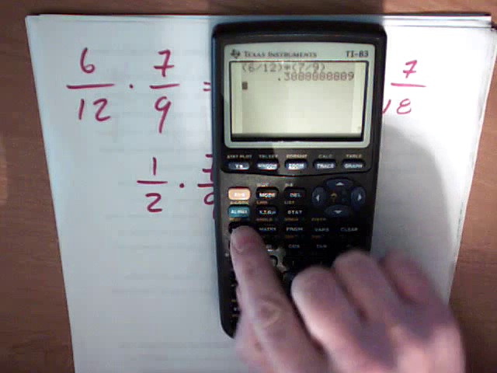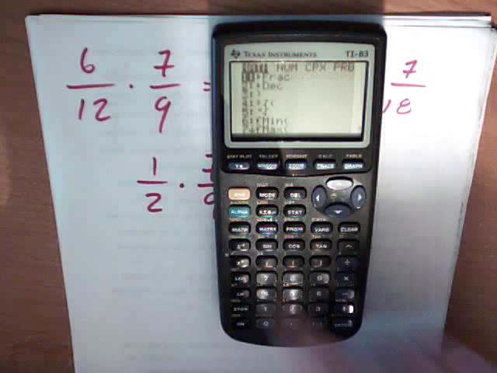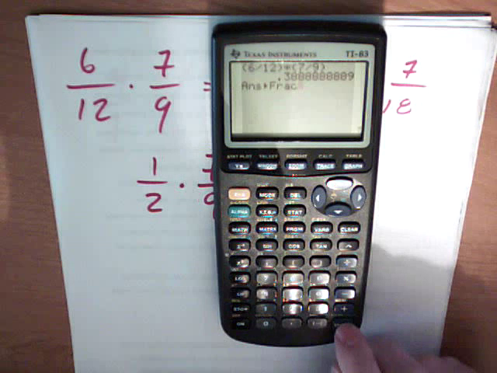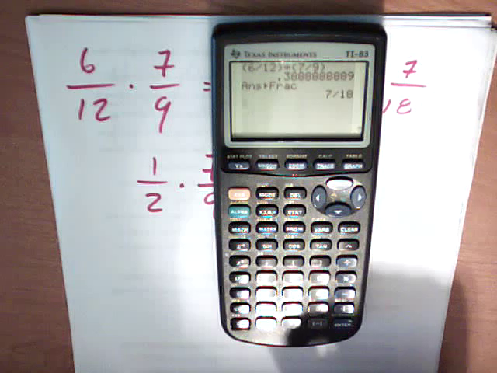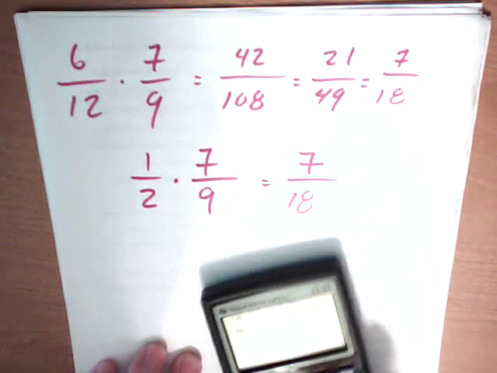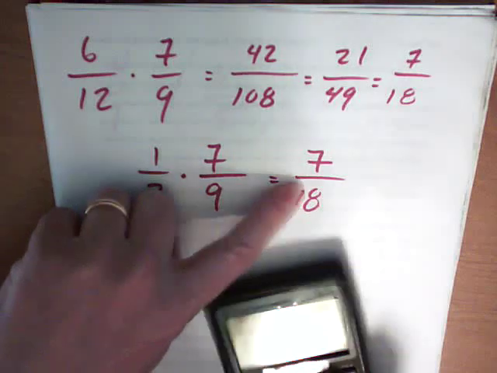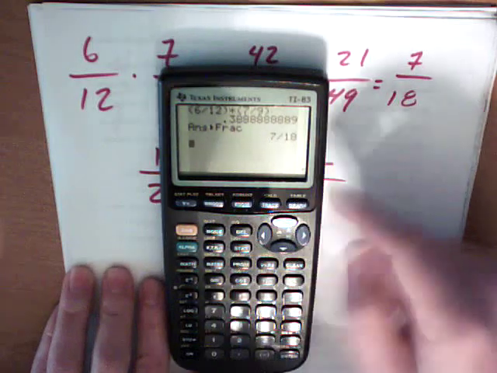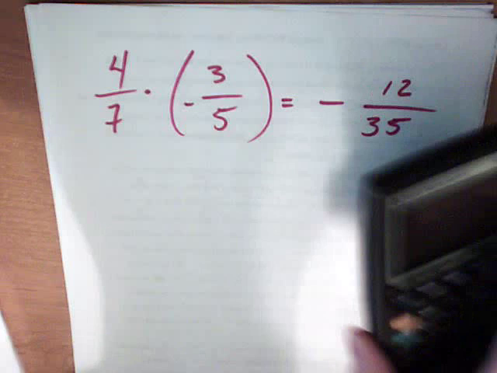But if I hit the math button right next to the alpha, it's underneath it, hit the math button, and I pick to frac. I hit enter, and then enter one more time. I get 7 out of 18, which was my answer. Alright, so I'm going to often say math enter, enter, because that's what you're hitting. So let's look at a couple of these.